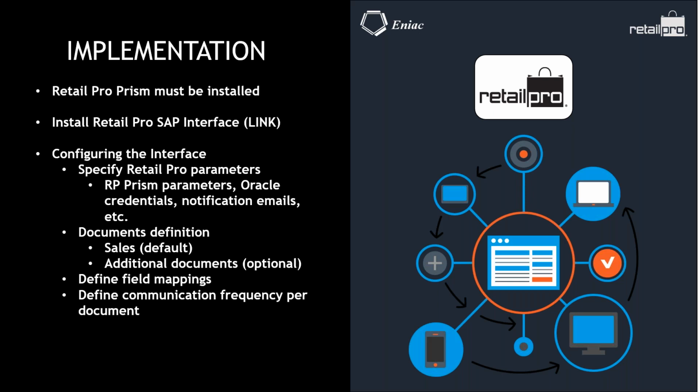Once we define the documents, we define the mappings, which may require some special fields depending on customer requirements. Not all customers implement Retail Pro and SAP the same way. Not all of them have the same process flow. Not all of them use the same fields. But we have some basic out-of-the-box mapping that we can use for those customers. And we define the communication frequency for each document. Same thing we do on the Retail Pro side.